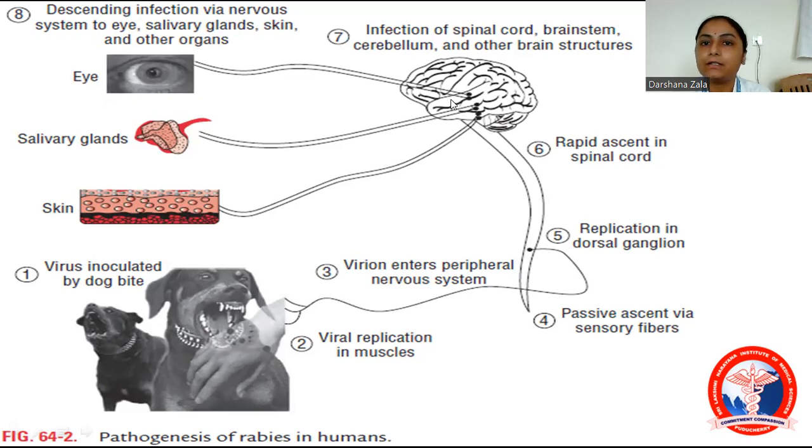Ultimately, it infects the spinal cord, brainstem, and other brain structures. The end stage of rabies will involve the eye, salivary gland, skin and other vital organs, which will lead to coma and death.